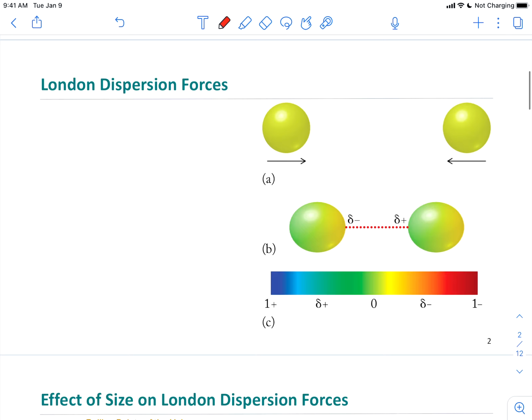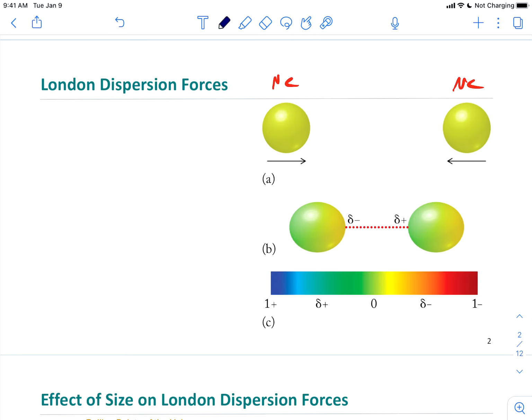So the first type of force we're going to talk about, the first one your book introduces, are what's known as either London dispersion forces or just dispersion forces or just London forces. So interactions between, if you will, nonpolar molecules. These can be just two atoms, any two atoms approaching. Let's just say they're just two neon atoms here approaching each other.